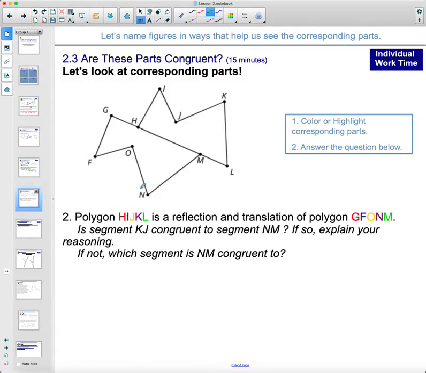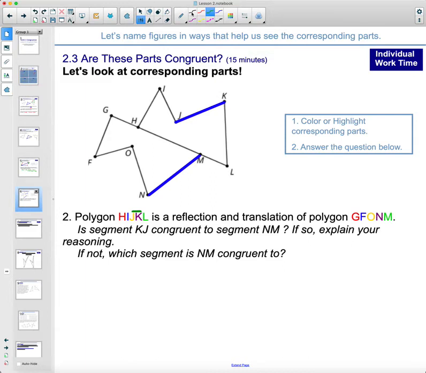Okay, number 2. So this one has two different polygons, and this top polygon, you're going to reflect and translate it over. So take and reflect this and translate it over. Is segment KJ, so here's KJ, congruent to NM? So is it congruent to NM? If we take a look here, here's JK in our statement. Is that in the same spot as NM?